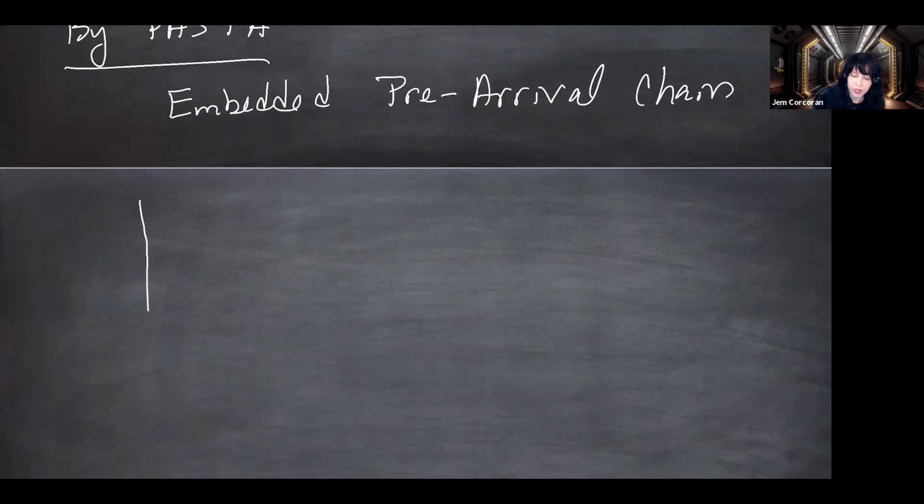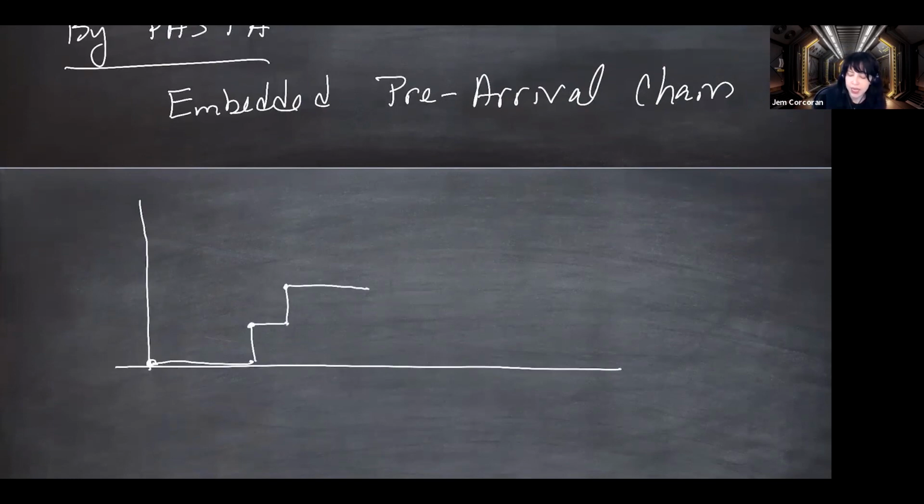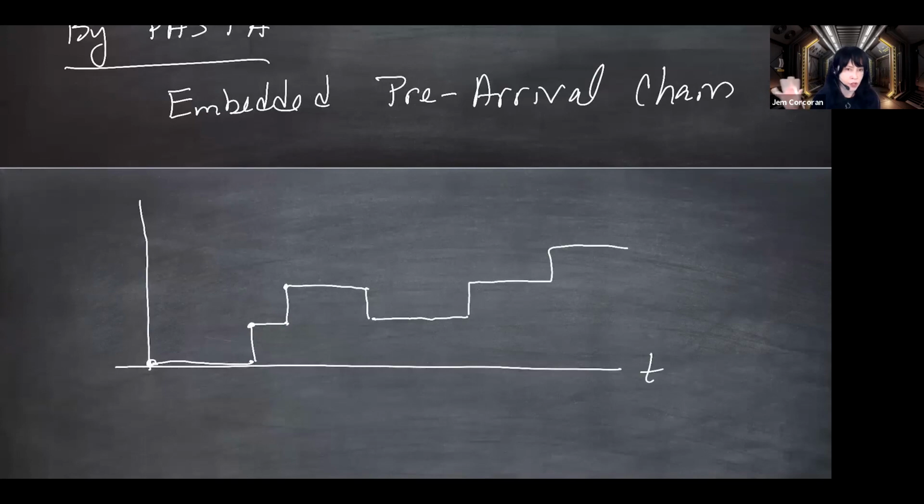So let me draw an M/M/1. At some random time, it goes up by 1. At some random time, it maybe goes up. At another time, it drops down. At another random time, it goes up, and so on. This is a continuous time process, and we can talk about the probability that it's in state 1 or 2 or 3 at time t.